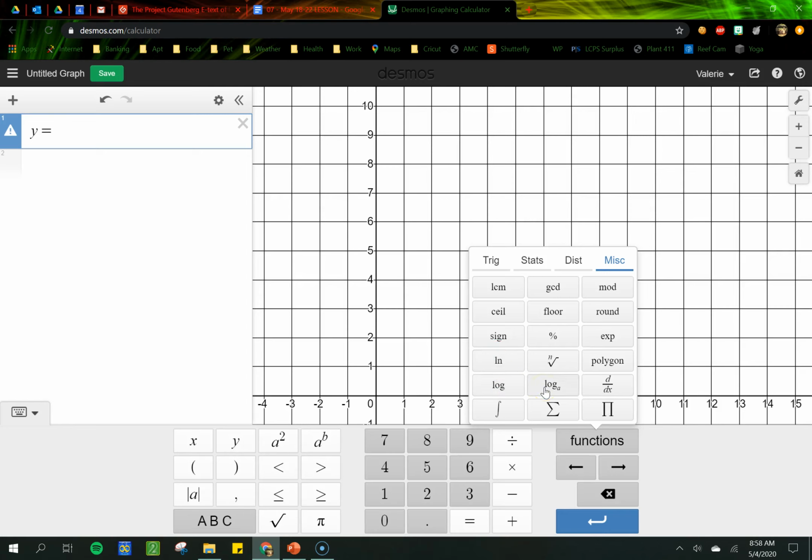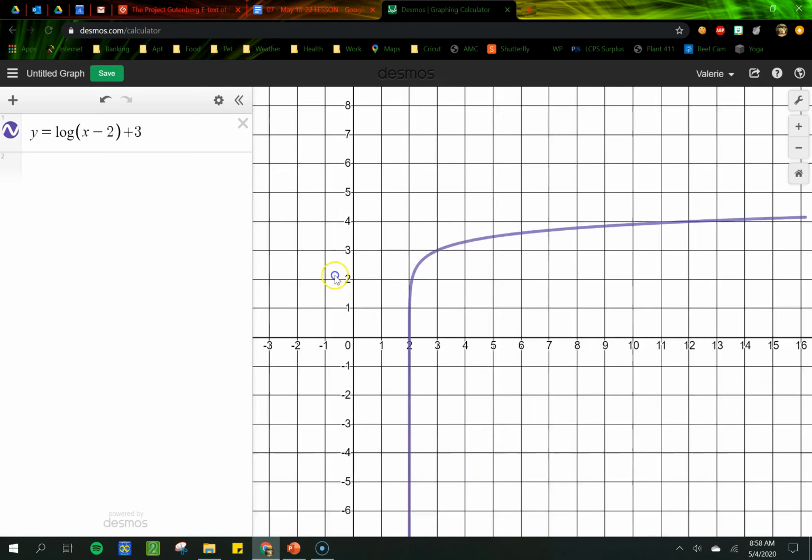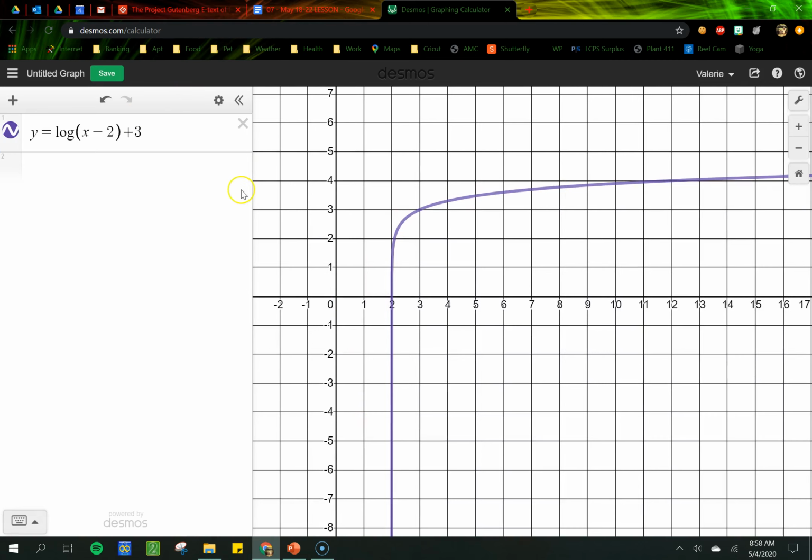Now because the problem just said log and then parenthesis x minus 2, we're going to use just the log base 10 button. Notice it's not going to put a little number there. So I'm going to type x minus 2 in the parentheses, and then I'm going to put my plus 3 on the outside of the parentheses. Notice that I have an increasing line.